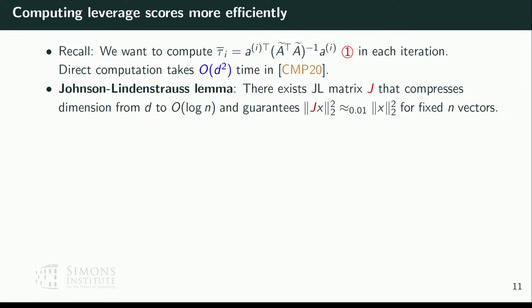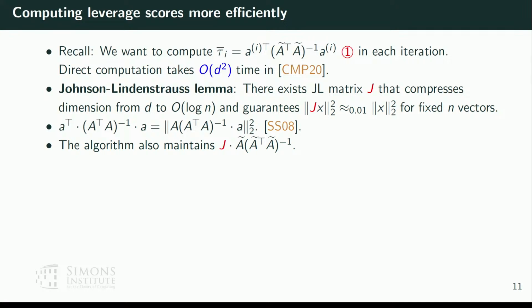But we can use the Johnson-Lindenstrauss lemma to accelerate this computation. The Johnson-Lindenstrauss lemma says that there exists some JL matrix J that is very, very flat, so it only has log n number of rows. And this matrix J can preserve the L2 norm of n number of fixed vectors. And we notice that we can write the online leverage score as some L2 norm.